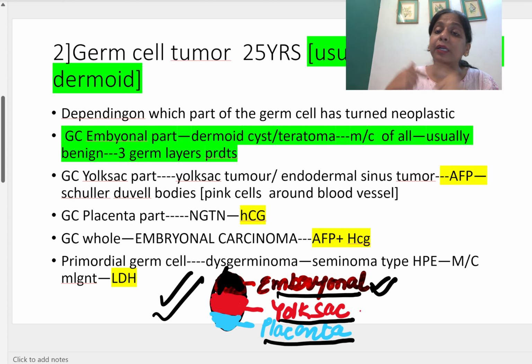Epithelial ovarian tumors are much more common than germ cell tumors, but among the germ cell tumor subtypes, this dermoid cyst is much more common.